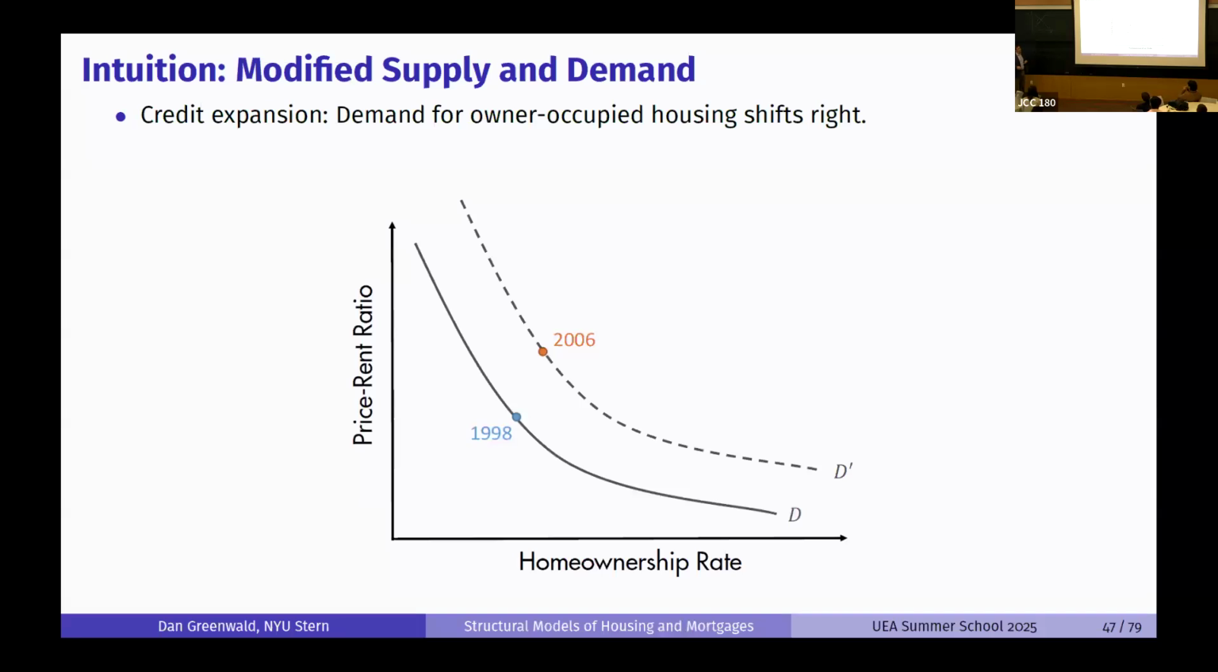Okay, so now you can think, how do we get from this equilibrium to this one? Well, maybe one thing that happened is credit expanded and that shifted demand to the right. So now at any given relative price of owning versus renting, more households are willing to own rather than rent. And that's like a rightward shift in this graph. So now what's going on with supply? So first we have to think about what supply even means in this world.